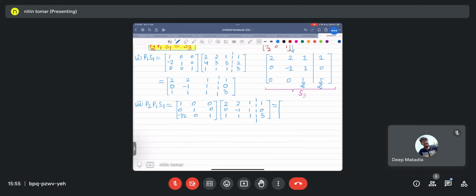So quickly tell me. It will be 2, 2, 2, 1 because the first row is as it is. Then the second row is as it is, so it will be 0, minus 1, 1, 0. And the third row we will get by this, so it will be 0. Again I will get 0, here I will get half, and here I will get 5 by 2. See, again this is S3, right? These two matrices are equal.